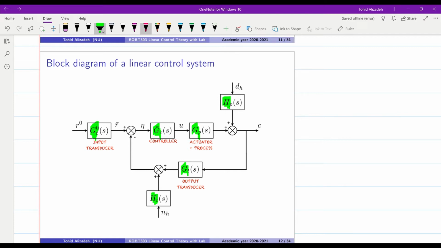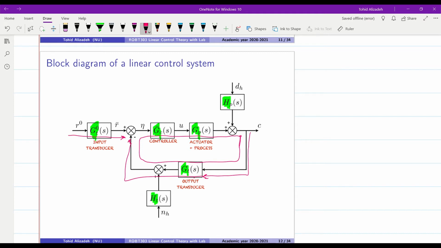The closed loop system means that we are having a kind of loop here. So we are measuring the output C using an output transducer, and then it is being compared with the input reference signal. Then the difference, which is the error, is applied to the controller, and afterwards the output of the controller is given to the process, which could contain the actuator as well, and then it will generate the output.